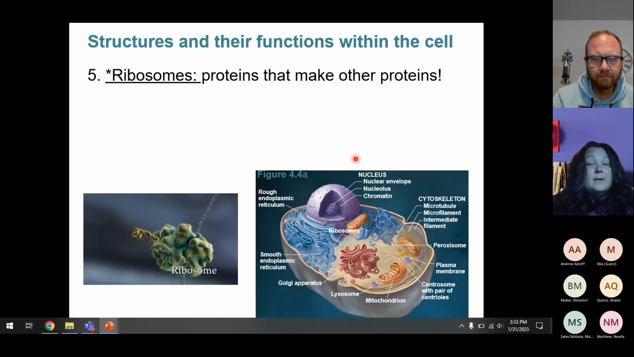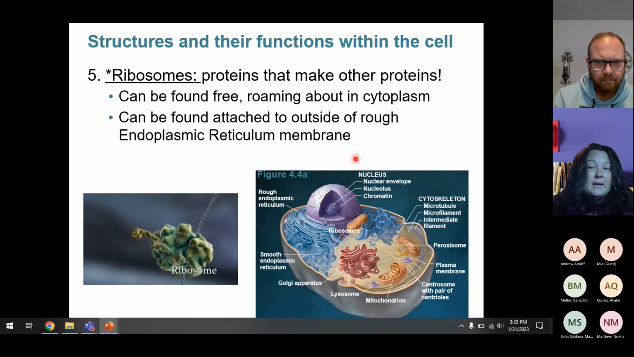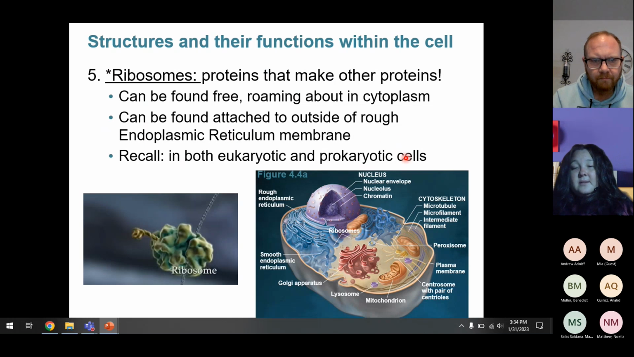Very good. Speaking of which, let's talk about ribosomes. Ribosomes are proteins that make other proteins. They are one of the four things that all cells have. There's two places they can be found within a cell. They can be found free, just roaming about in the cytoplasm, or they could be found attached to what's called the rough endoplasmic reticulum, which we'll talk about next. All cells have ribosomes.